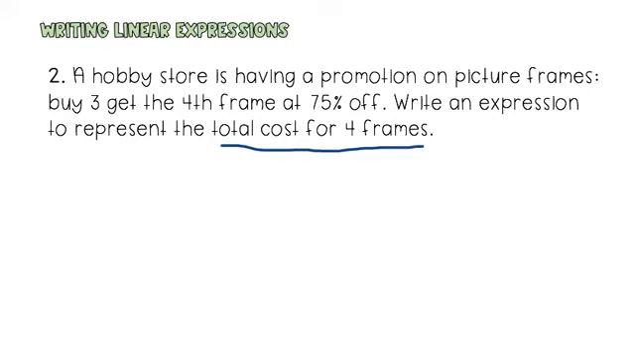Our unknown value isn't given to us, so we have to figure it out for ourselves and come up with a letter to represent our variable. So in this problem, our unknown is how much a picture frame costs. So I'm going to use the variable P, and it's going to represent my price for the picture frame.